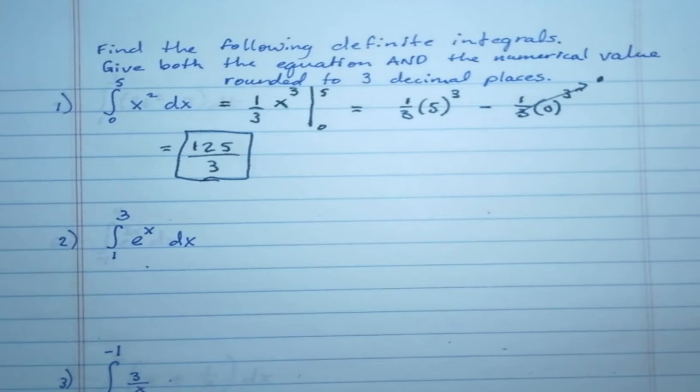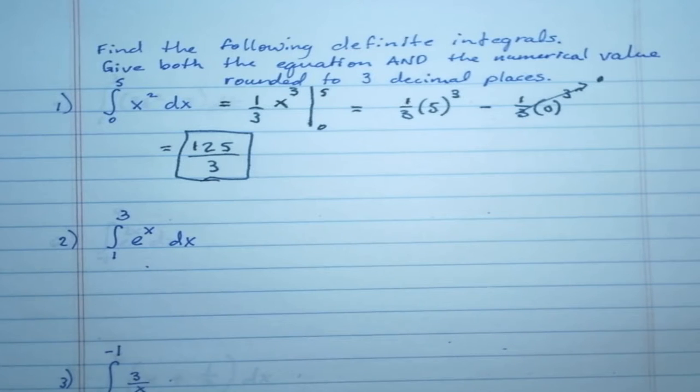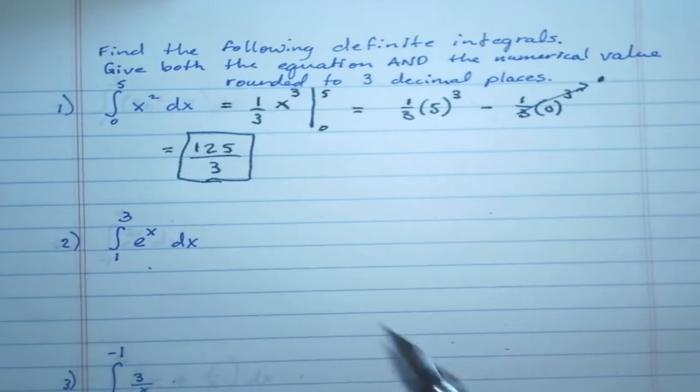For me, I always want definite integrals as a decimal, and the reason I want that is because they're applications, and applications are typically decimals. Okay, but your textbook will want either a mixed number or an improper fraction. So if that's the case, that's how you want to leave your answer. Okay, cool. So take this one, number 2.